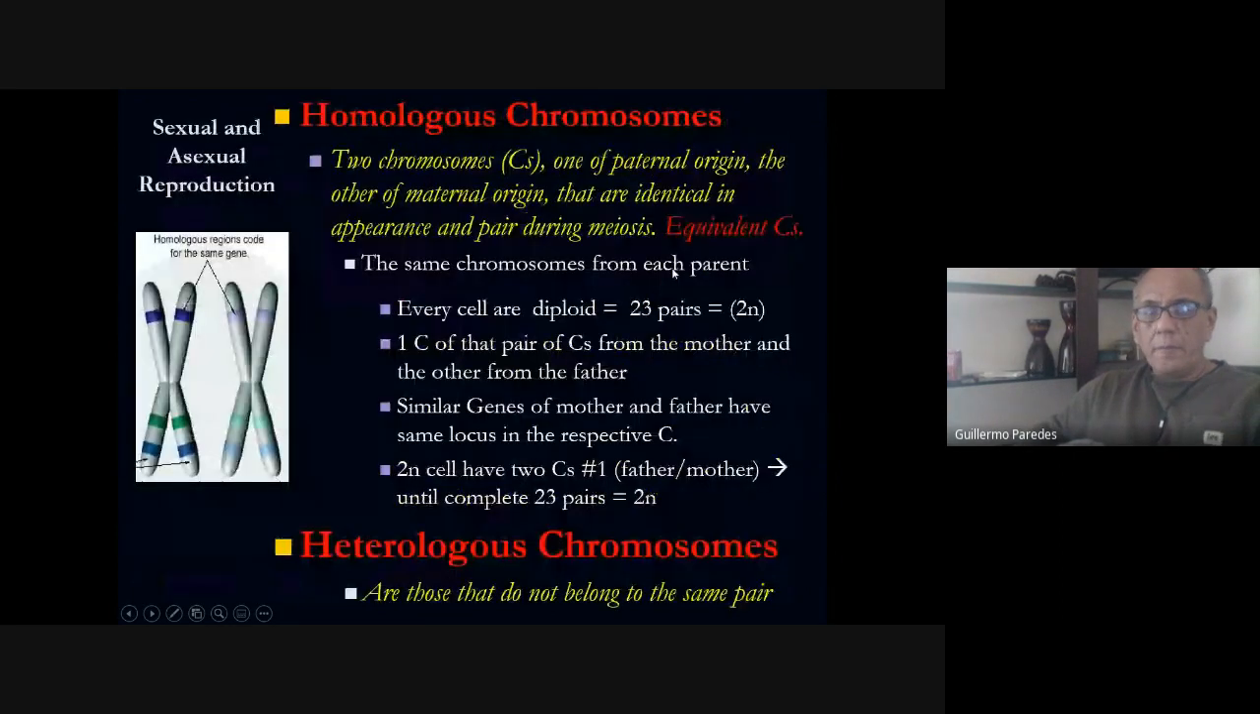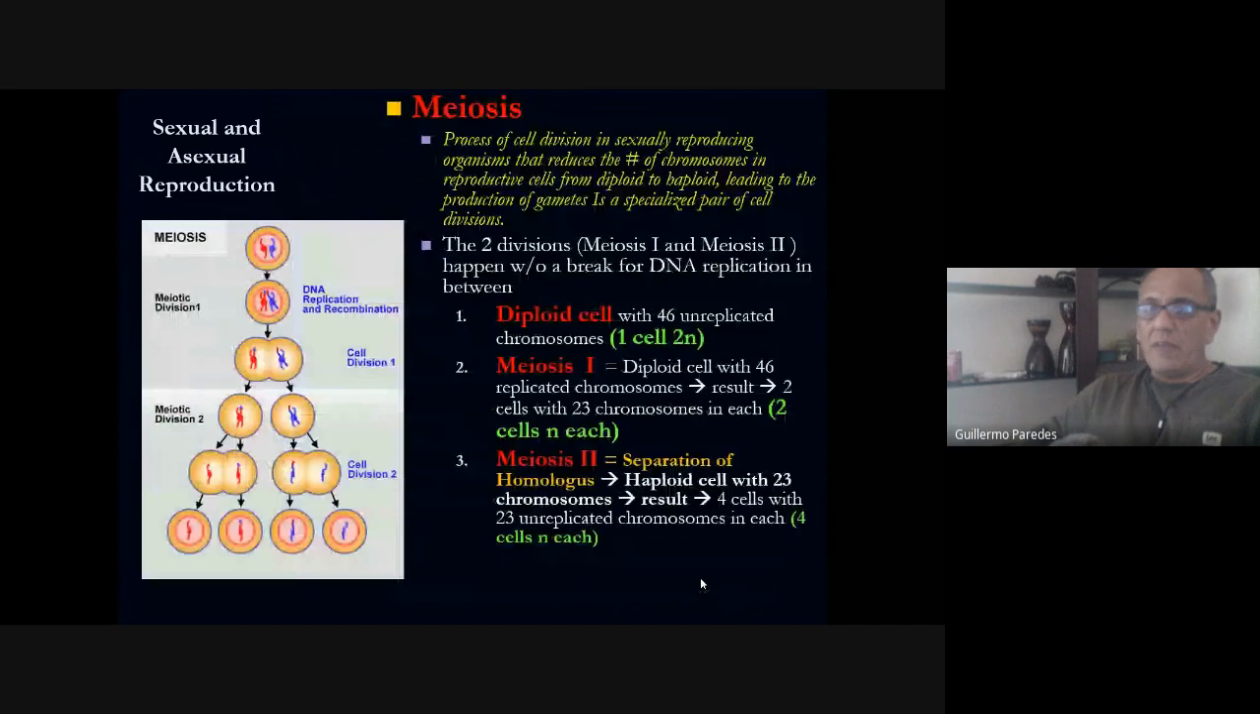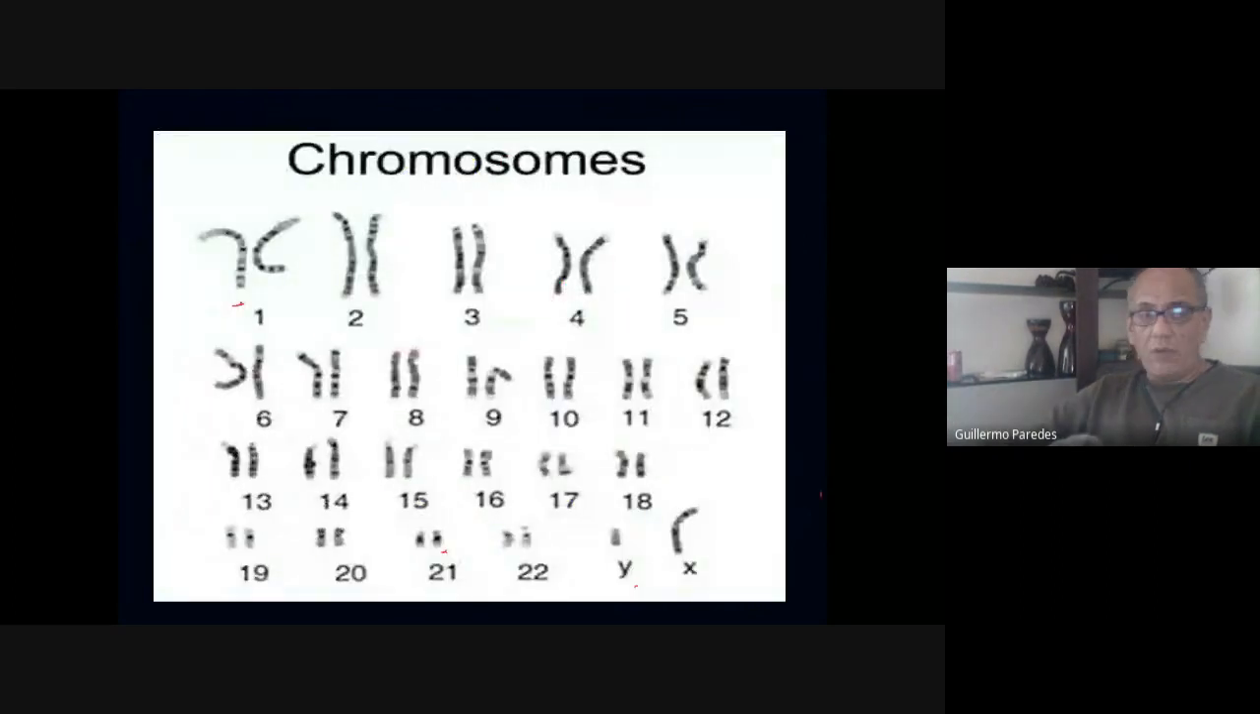Okay, so let's go here. Homologous chromosomes are two chromosomes, one of paternal origin and the other of maternal origin, that are identical in appearance and pair during meiosis. Those are equivalent chromosomes. Heterologous chromosomes are those that do not belong to the same pair. When you compare chromosome 1 to chromosome 20, those are not the same chromosome. How do we know they are not the same? For example, here in this graphic, let's make it chromosome 8. You have the color of your hair, and that is from the father, and the color of the hair of the mother is here, so that is the mother. So these chromosome 8s are going to be homologous.